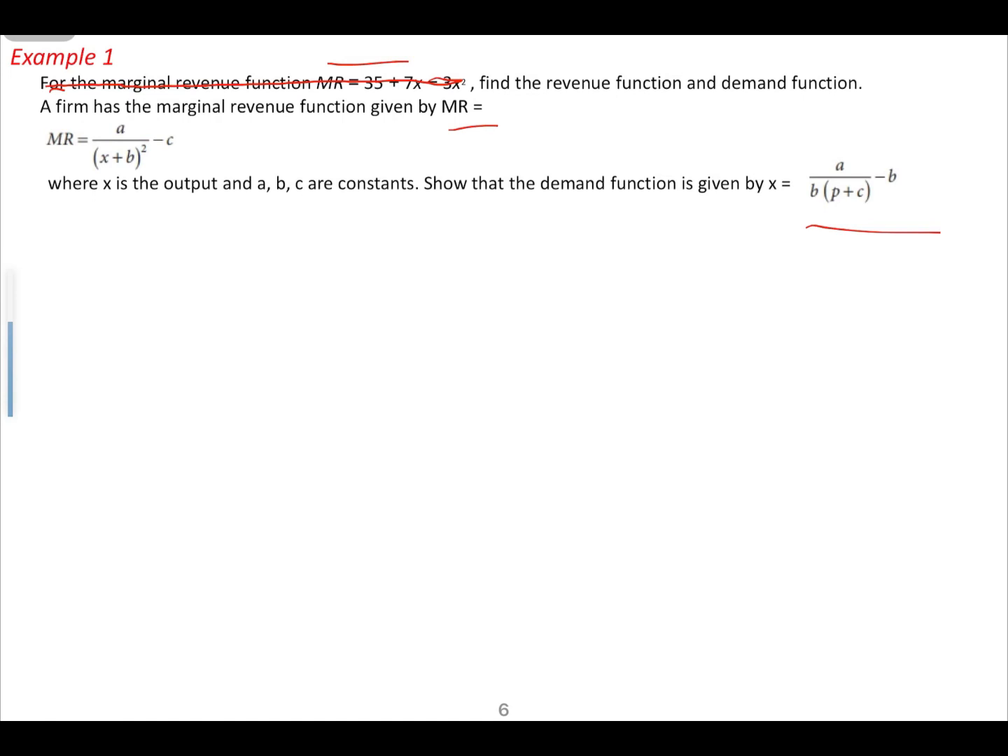As we said earlier, we should show that our demand function is this. And before you can get your demand function, you need to calculate your revenue function, and after that you divide by X. This is our marginal revenue, which has been given to us, equal to A over (X plus B) all squared minus C. To make this simple for integration, we can write it as A into bracket (X plus B) to the power negative 2 minus C.